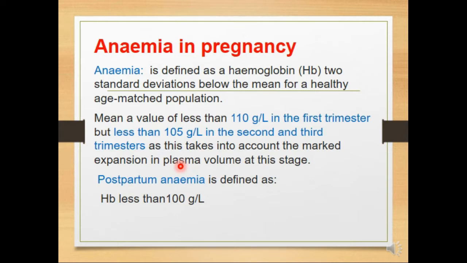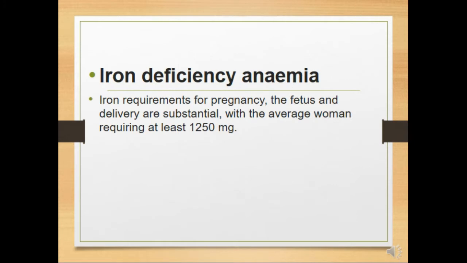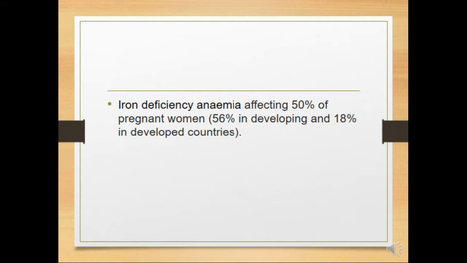While postpartum anemia is defined as hemoglobin less than 100 gram per liter. Iron deficiency anemia. Iron requirements for pregnancy, fetus, and delivery are substantial, with the average woman requiring at least 1,215 milligrams. Iron deficiency anemia affects about 50% of pregnant women, about 56% in developing and 18% in developed countries.